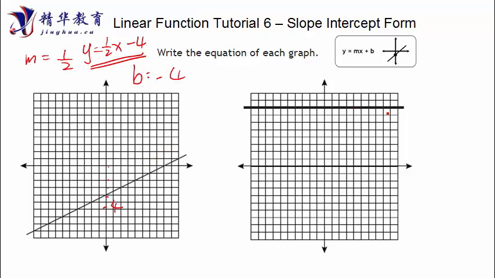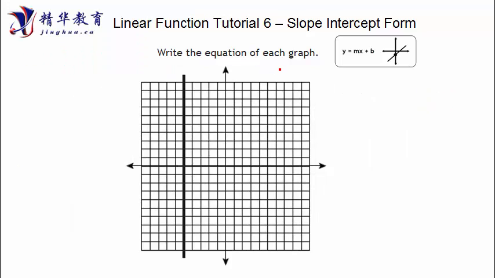This one we have done several times. Horizontal line, slope equals 0, and the y-intercept is where the line intercepts the y-axis. So 1, 2, 3, 4, 5, 6, 7, 8. So y equals 8. Finished. Make sense?